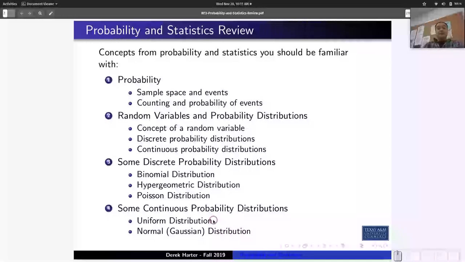You should be familiar with these distributions. Of any of these, the one that you definitely should take some time to learn is the normal distribution. That is used in many different areas. It's very important in science and engineering and manufacturing. So understanding that will be very helpful for probably no matter what you're going to end up doing.